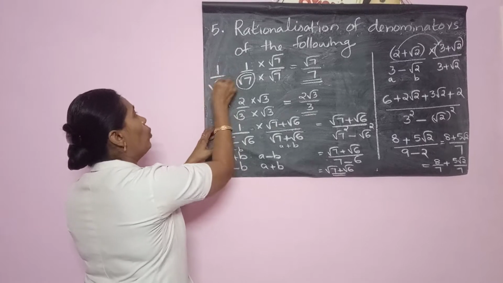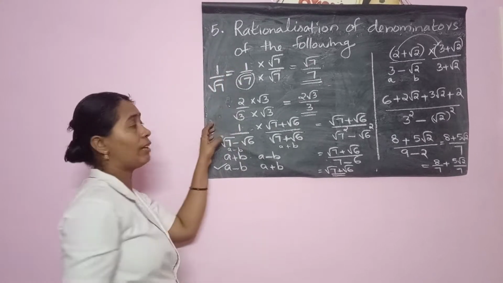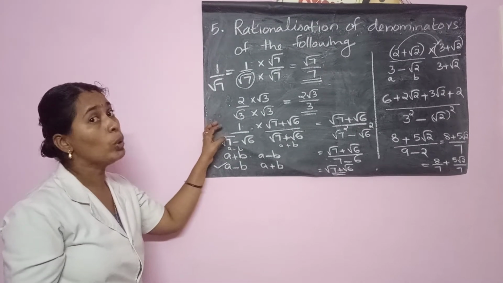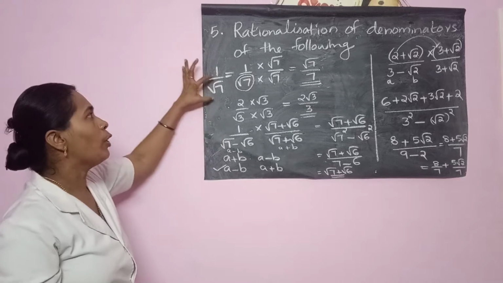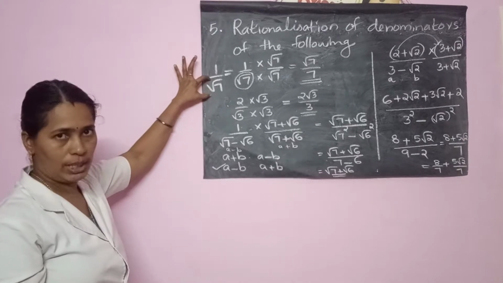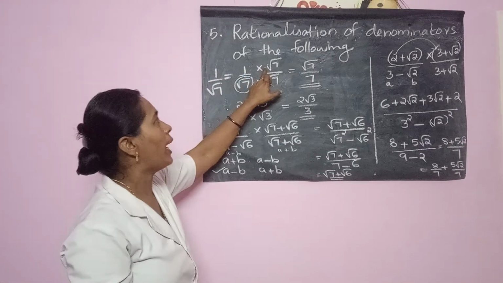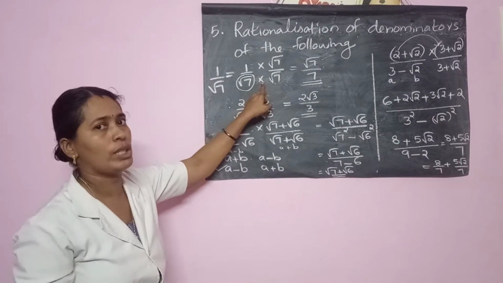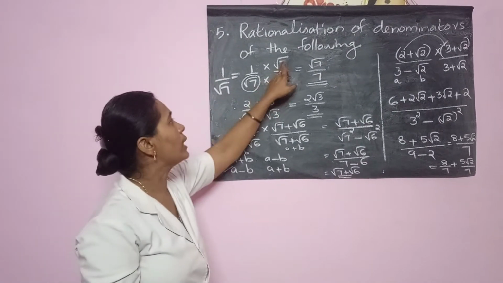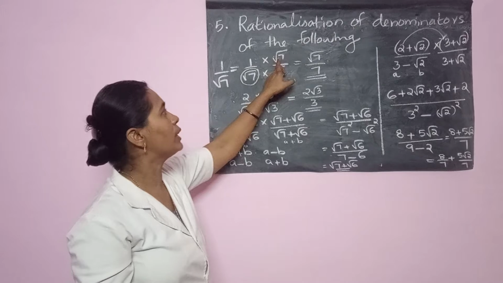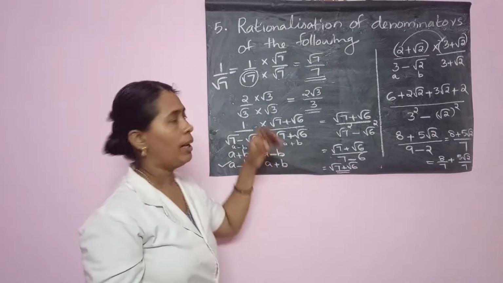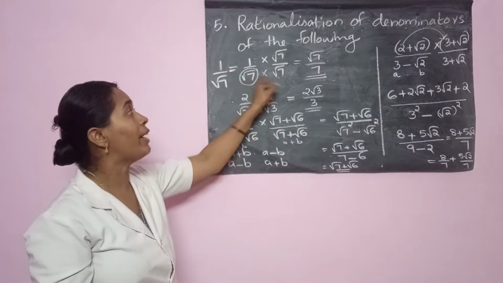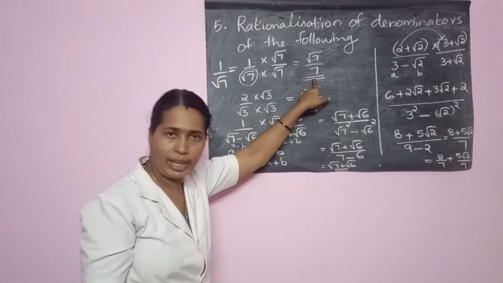1 by root 7 is given to us. See, in order to avoid this radical root 7, we have to multiply both numerator and denominator by the same root 7 itself. So, root 7, root 7. 1 into root 7 is always root 7. But denominator, root 7 into root 7 is 7.